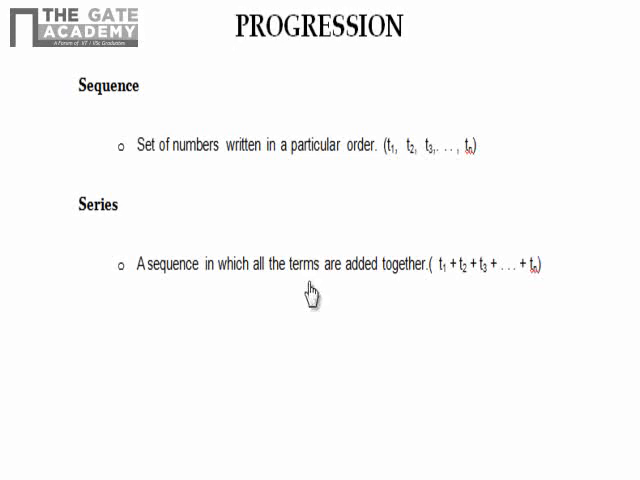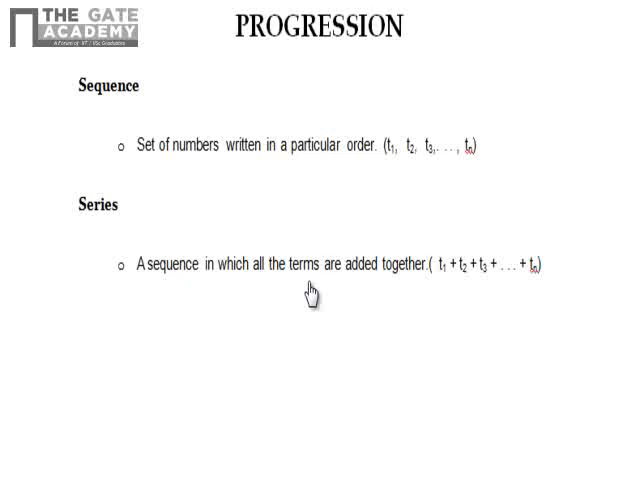Today we'll start the chapter progression. In progression, we'll first see the two definitions. First is a sequence, a set of numbers written in a particular order. There is some kind of relation between the continuing numbers, and a series is nothing but the addition of all those numbers which are in sequence.